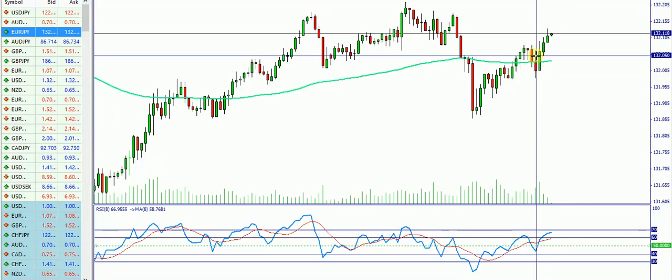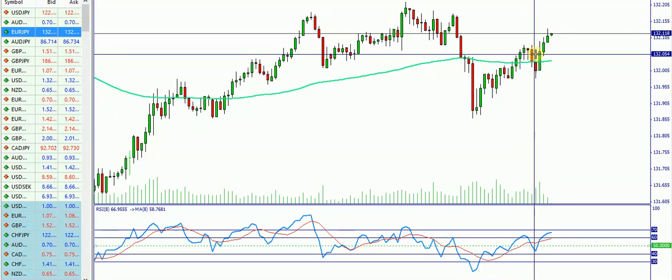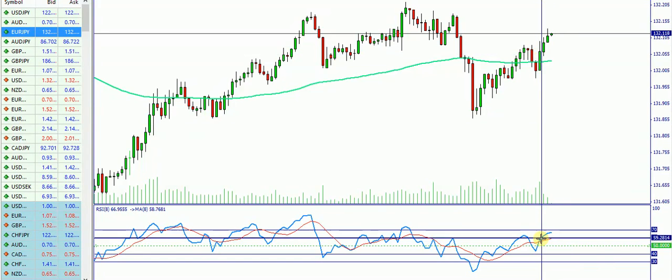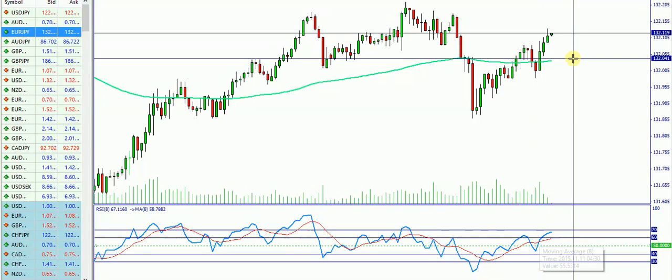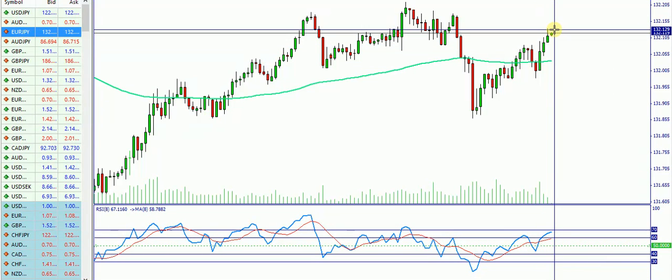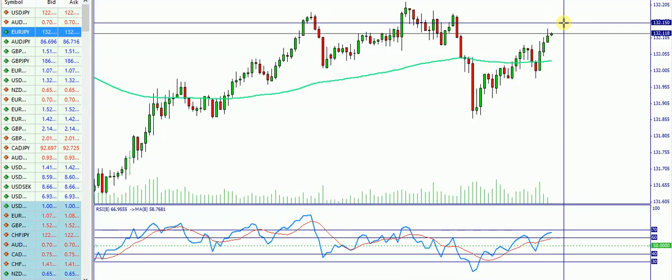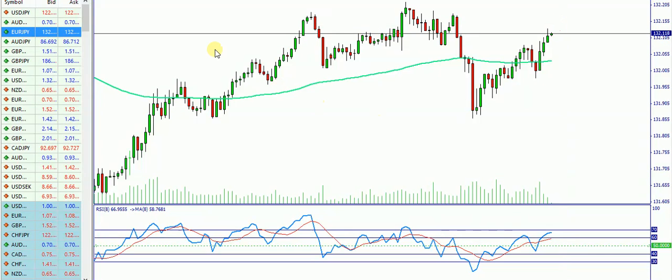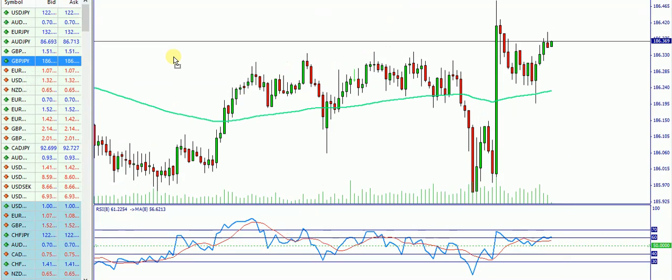So our entry position was around here, when the RSI crossed over our exponential moving average, and we see 3 candlesticks have gone in the same direction, the bullish direction. That's on our Euro JPY. Let's show you the GBP JPY.